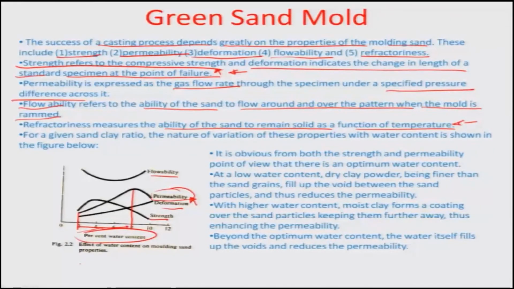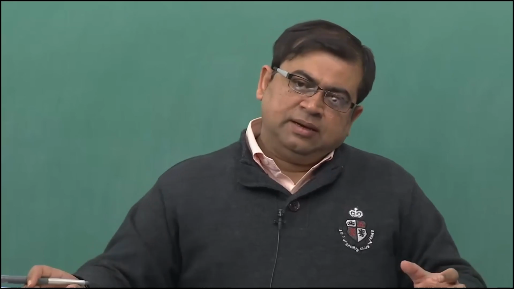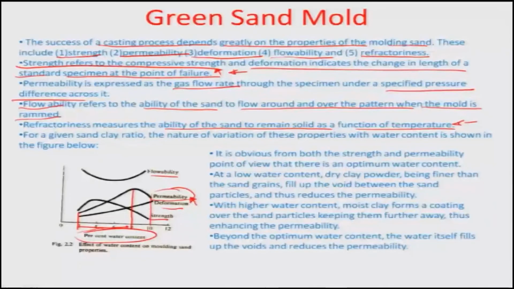Now, what happens after that is that essentially all the clay is gone because it is coating the sand particles, but if you put more water in this situation, then all the additional water comes back into the voids and fills them, so the permeability goes down. That is how you see a decrease in the permeability with water content over and above 8% in the sand mold.